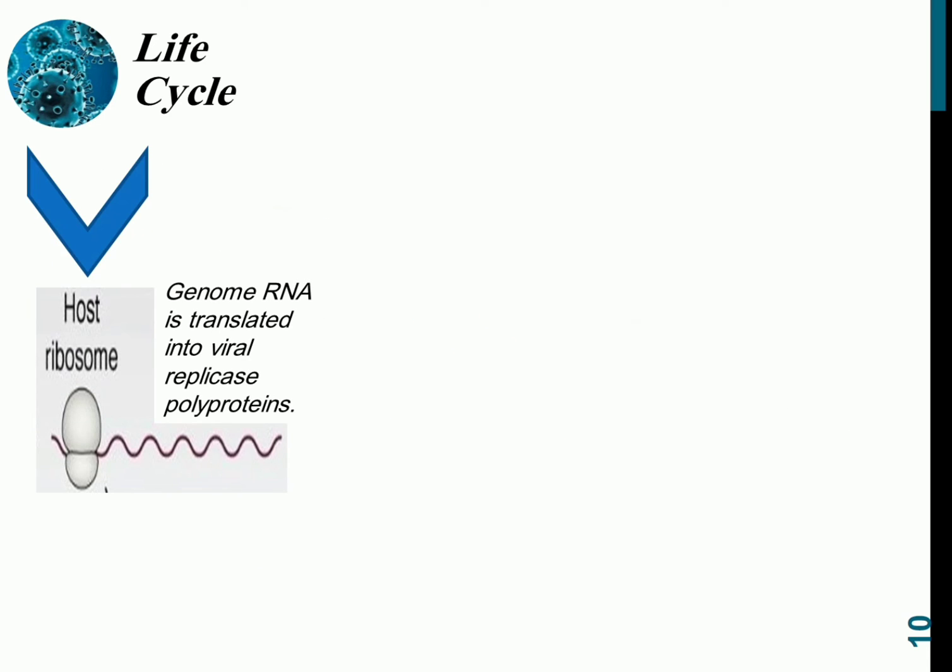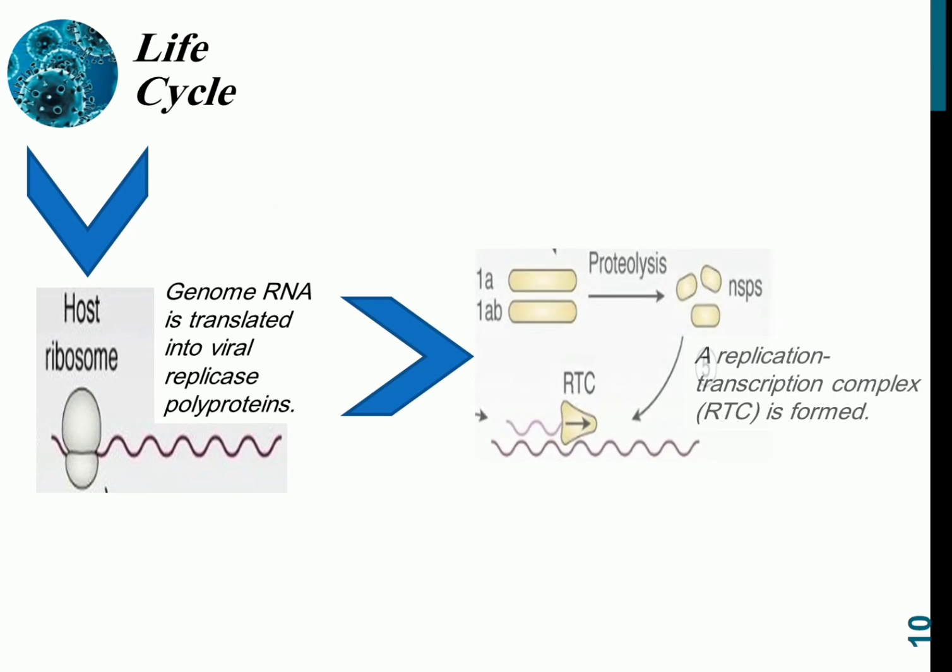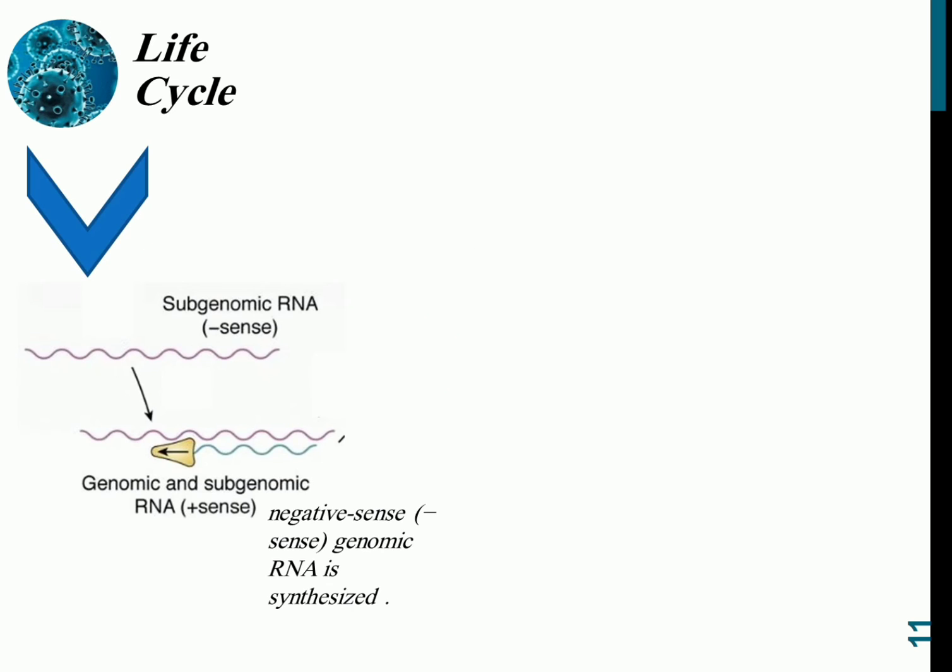Genome RNA is first translated into viral replicase polyproteins, which are further cleaved by viral proteases into a total of 16 non-structural proteins. A replication transcription complex, RTC, is formed based on many of these non-structural proteins. In the process of genome replication and transcription mediated by RTC, the negative sense genomic RNA is synthesized and used as a template to produce positive sense genomic RNA and subgenomic RNAs.